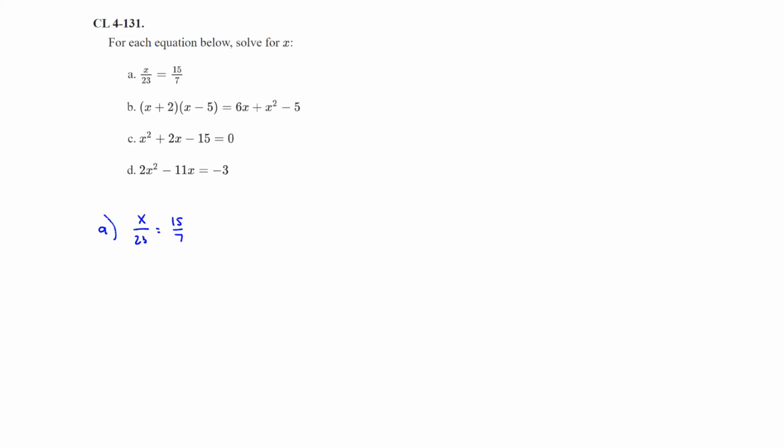Question 131. For each equation below, solve for x. Went ahead and set up part A. X divided by 23 is equal to 15 over 7. Lots of different ways that we could solve this. I know some of you have learned cross multiplying. Also that we could multiply by the common denominator of 23 and 7, so maybe 23 times 7.